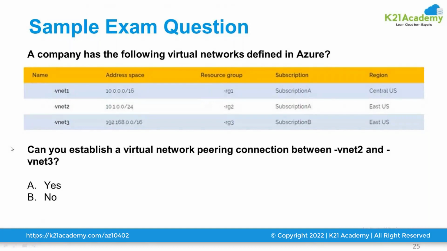A company has the following virtual networks defined in Azure, right? We have VNet 1, we have VNet 2, VNet 3.